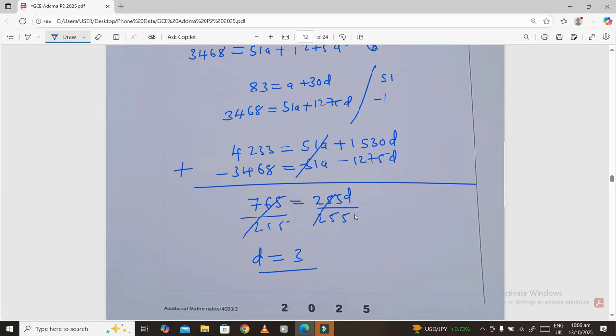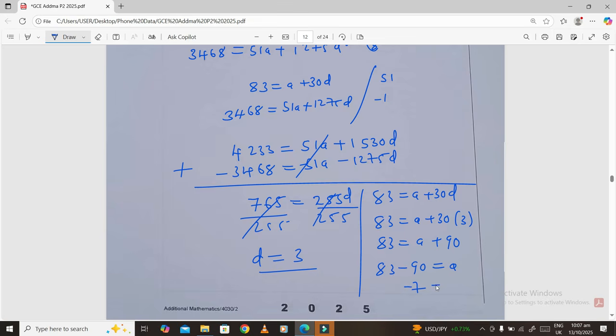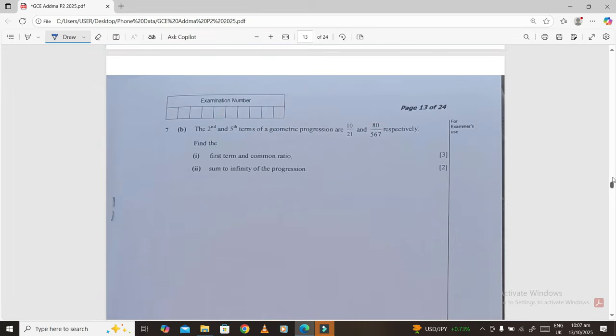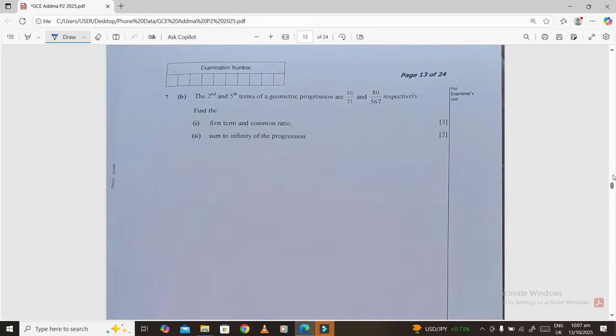To find the value of A, we can say 83 is equal to A plus 30D. 83 is equal to A plus 30, and then here where there is D we put a 3. 83 is equal to A plus 90. So 83 minus 90 is equal to A. This of course is giving us negative 7 equal to A, and this is the value of A, negative 7, which is the first term. We go to the next question.